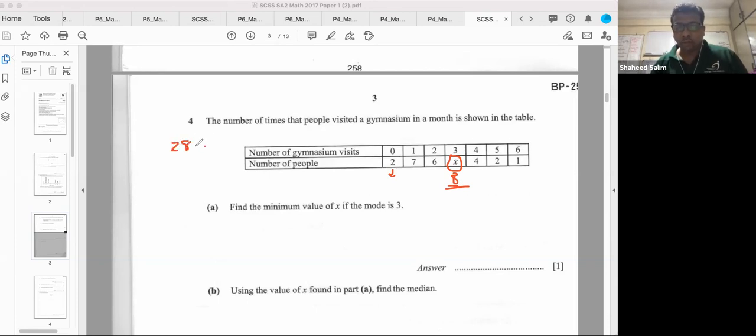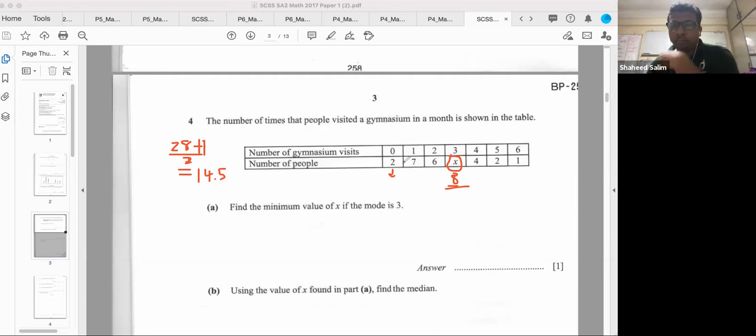Plus 1. Then divide by 2. Don't run off for this one, okay? What do you get? You get 14 and a half. So you must find out what position this is. You get 30.